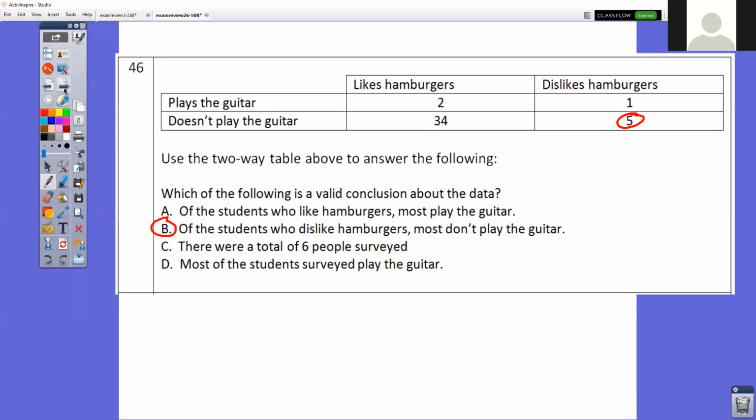In question number 46, which two-way table is a valid conclusion? So which one is true? The only way to do this is to go through each one and see, trial and error. The correct answer is choice B.